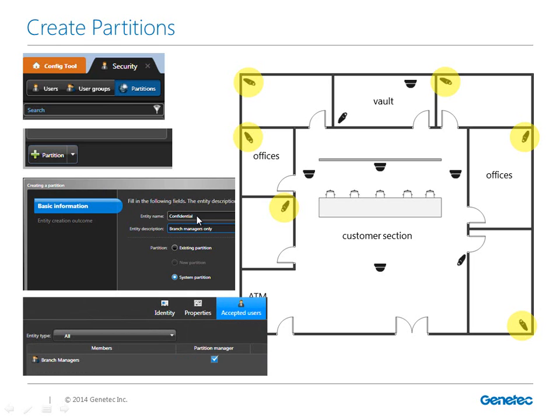When we create a user group for the managers, we're going to add those in the accepted users list. You see we created our branch managers there. Now, if we want them to be able to make changes, we're also going to make them partition managers, so you'll see that's checked here. Otherwise, we can leave that responsibility up to the administrators group.